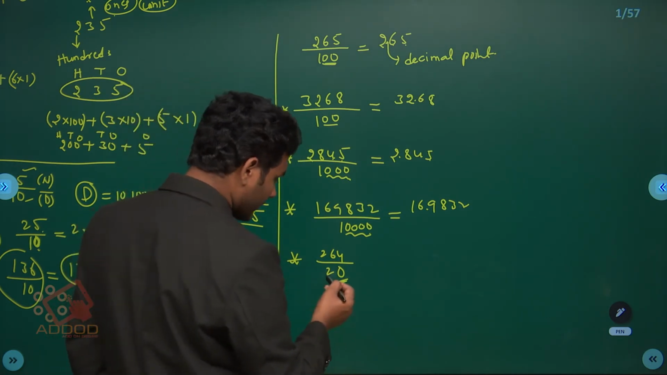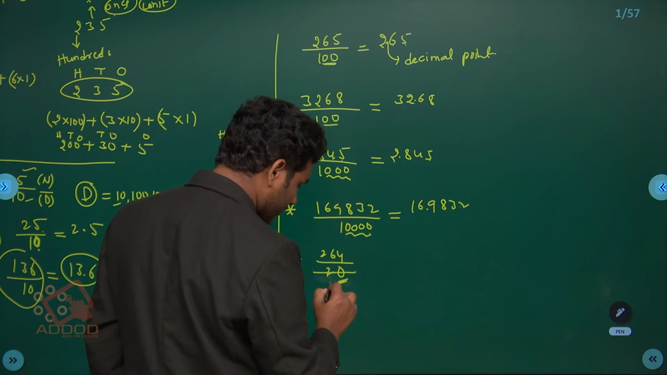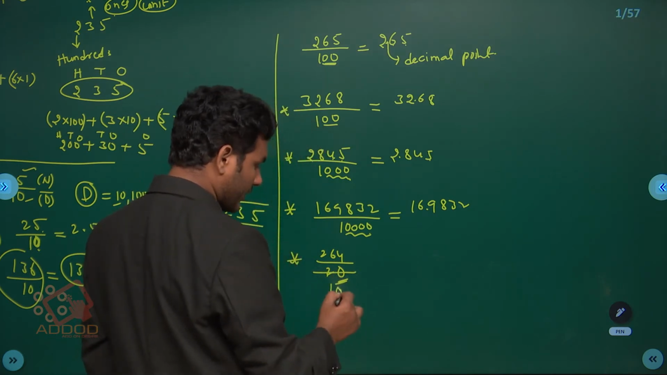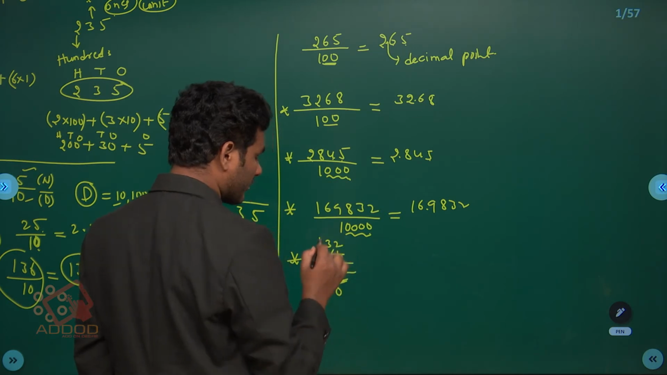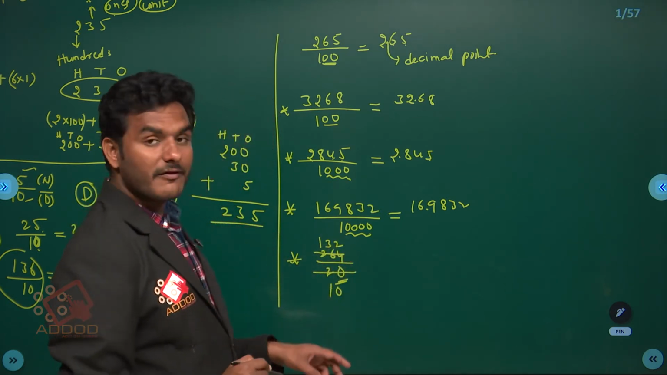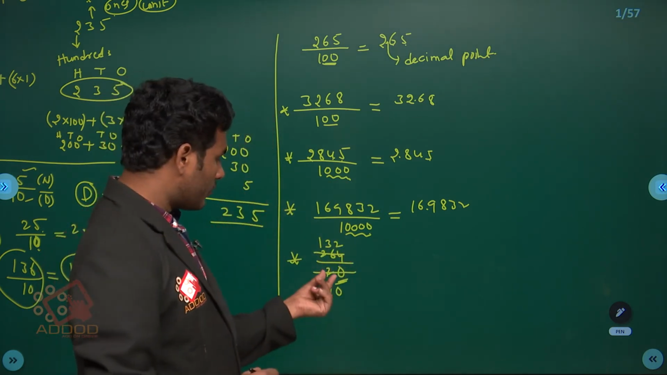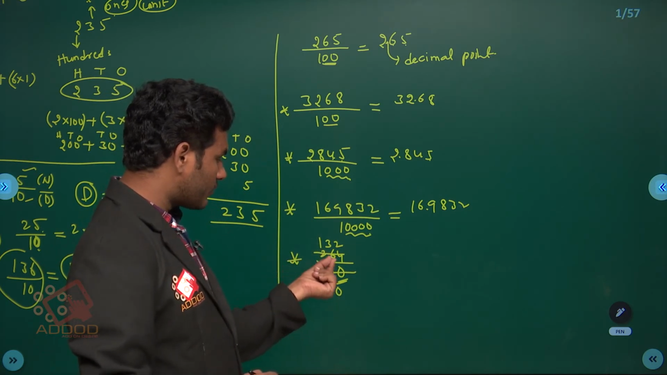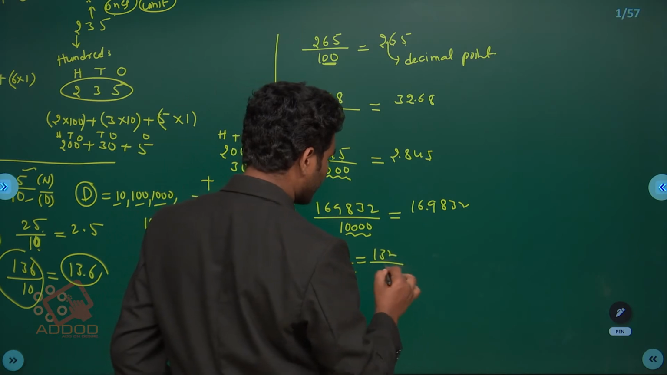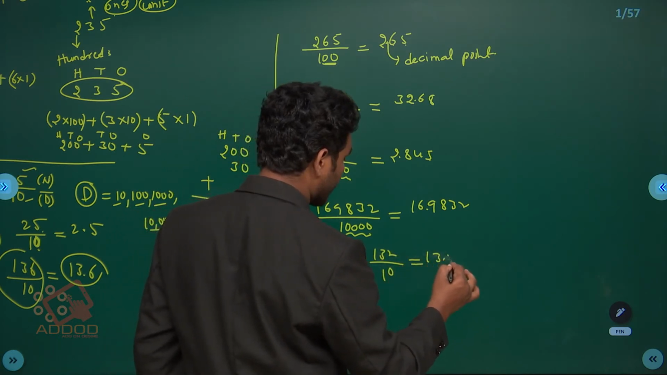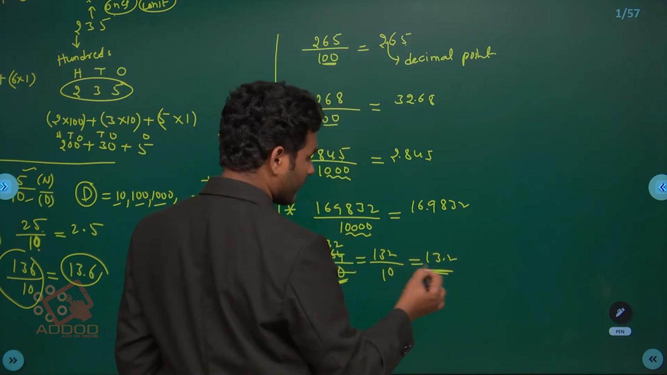So first of all, here 2 is there, now with 2 you can cancel. 2 1s are 2, 2 10s are 20, 2 3s are 6, 2 2s are 4. So the numerator and denominator we have to cancel with the same number. So finally what we have here is 132 by 10, which is 13.2. Yes or no? One digit before we have to keep the point.